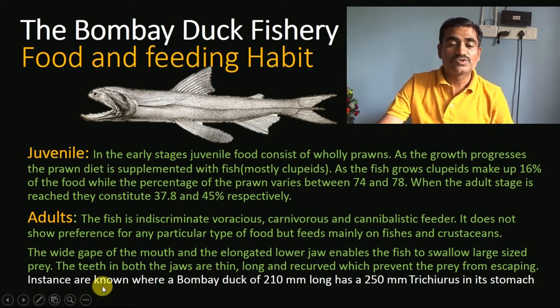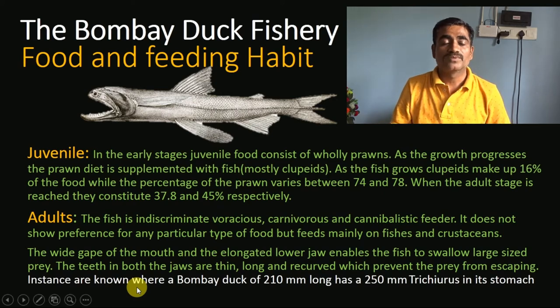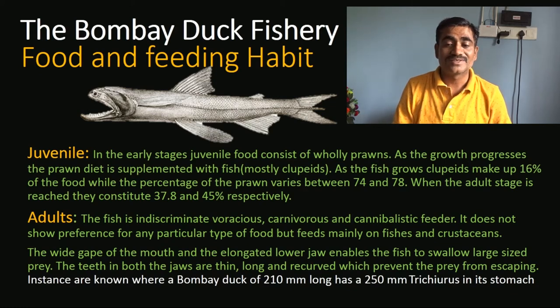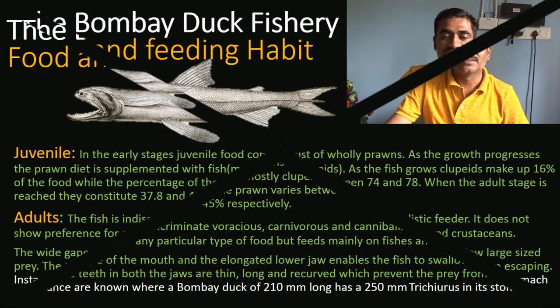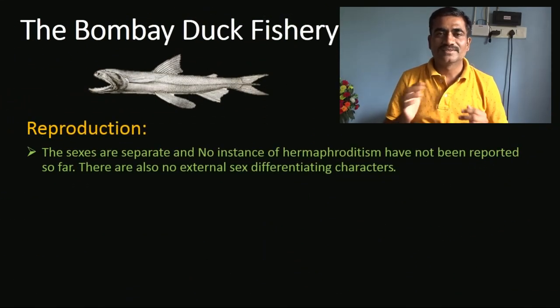Instances are also known where a Bombay duck of 210 mm length had a 250 mm Trichiurus in its stomach. See how voracious and carnivorous this fish is. The Bombay duck's length is 210 mm and it had eaten a fish of 250 mm. That is, scientists observed Trichiurus, the ribbon fish, of 250 mm in the Bombay duck's gut. That is, a small fish eating a larger fish, in its stomach.